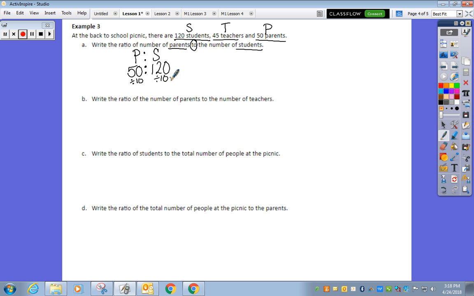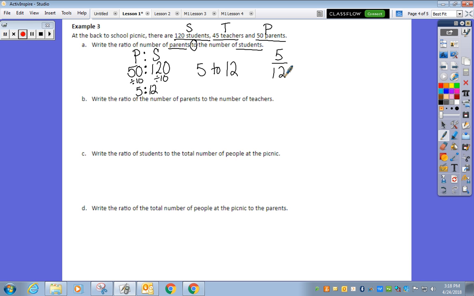When you divide a number by 10, all you do is take the 0 off of it. So if I do 50 divided by 10, I'm going to take off that 0 and turn it into 5. If I divide 120 by 10, I'm just going to take off that 0 and make it 12. Since 5 and 12 don't have anything else that they can both be divided by besides 1, this is simplest form. Okay, and then once again, you can also write it with the word "to" or as a fraction. You can do this one as a tape diagram.